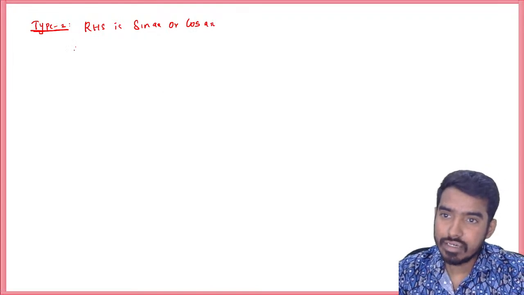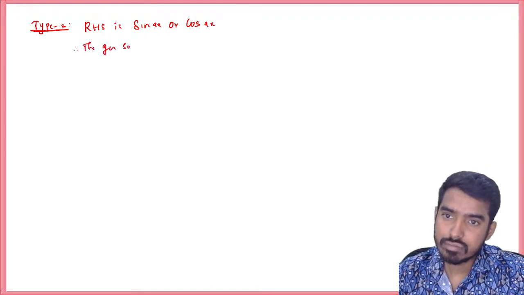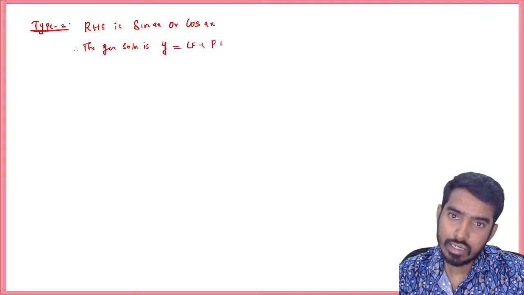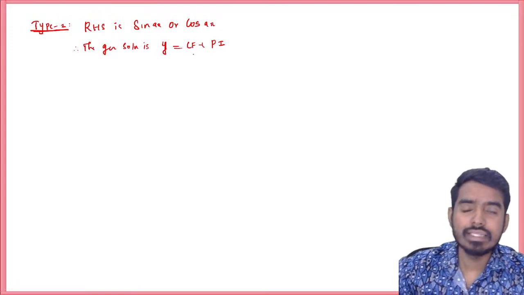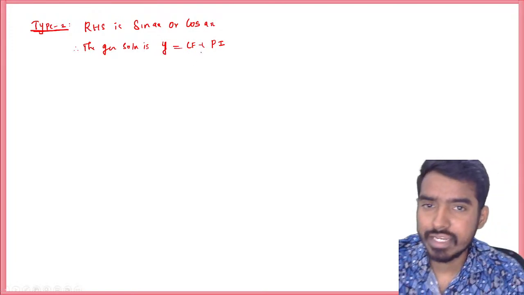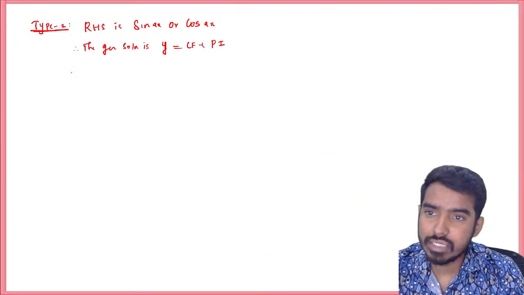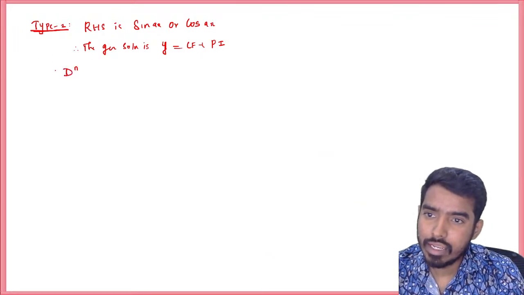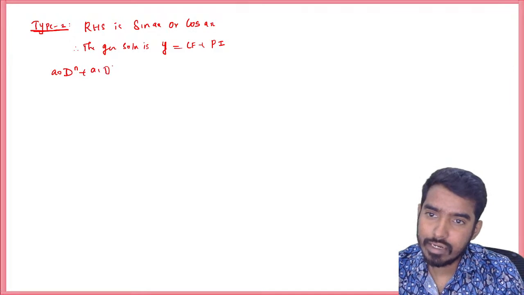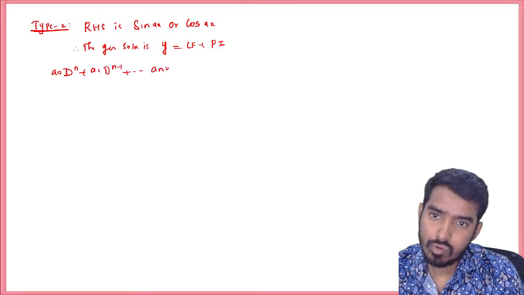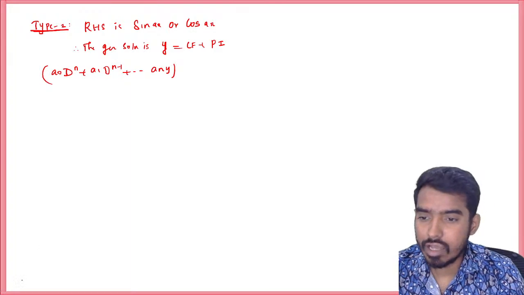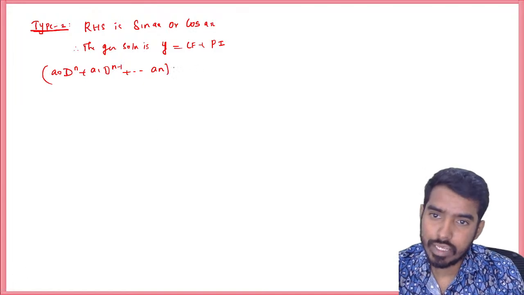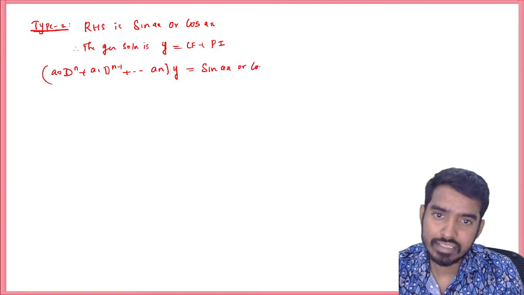So what is the general solution? General solution is given by y is equal to complementary function plus particular integral. Right? The method of finding CF is same. How will the question be? It will be (a0 Dn plus a1 Dn minus 1 and so on up to an) of y is equal to x. This x is sin ax or cos ax.